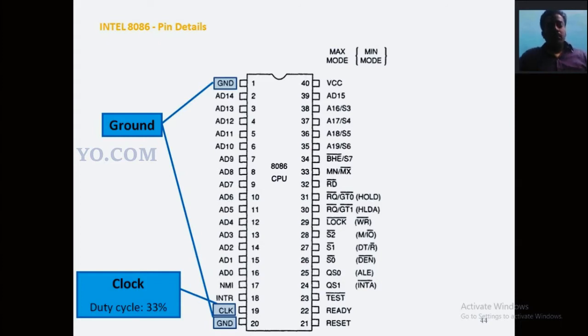The microprocessor runs based on the clock signal. The clock is provided by the oscillator, a crystal oscillator. The duty cycle is 33 percent, and that 33 percent of the crystal oscillator is used here as the clock signal. So this is the second important pin. The clock is just like the heart of a human. Actually our heart produces the clock.